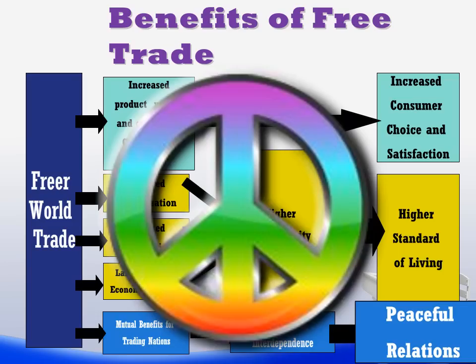As a consumer, yes, you receive choice and satisfaction. As an employee, yes, you receive a higher standard of living from working with a business that exports a lot of products. But as a country, we can ensure peaceful relations around the world if we enter into free trade agreements with a lot of countries around the world. And that's what we're seeing more and more today with Canada and the Canadian government.